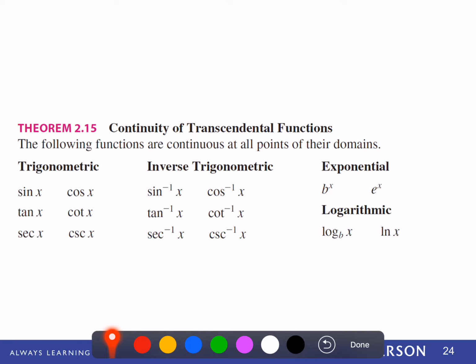This simply gives you a nice list of the different things that are continuous. All of the functions here are continuous on their domain. So again, if the function exists, you can know it's automatically continuous.